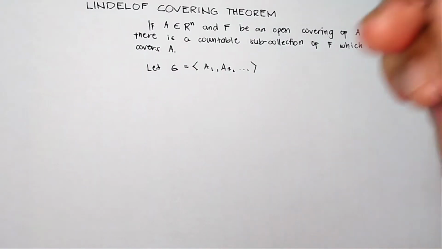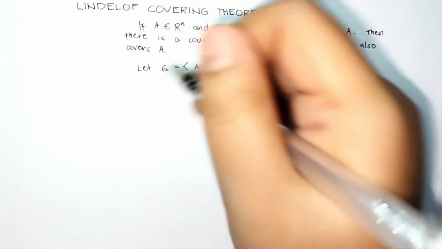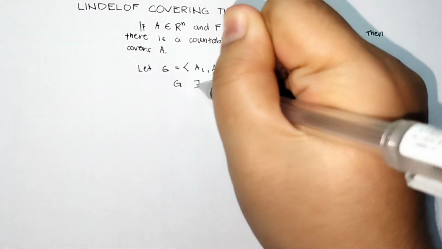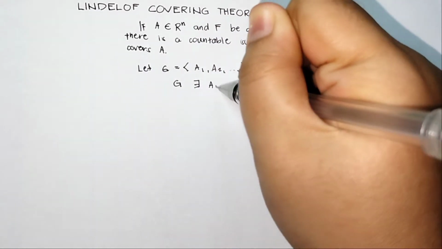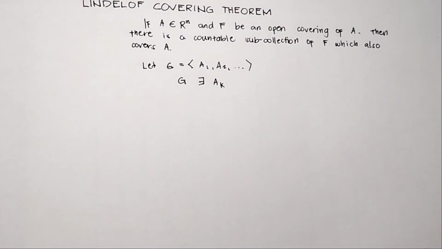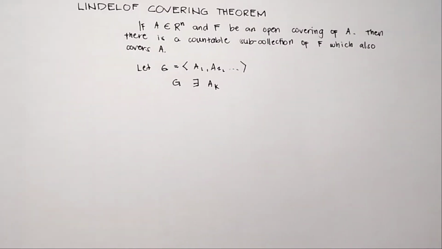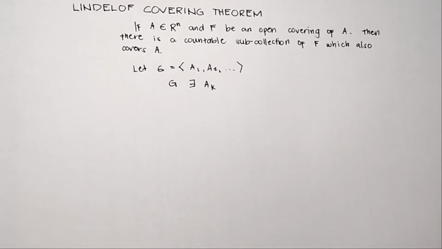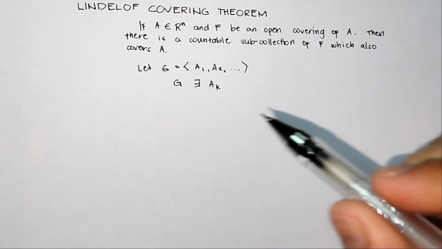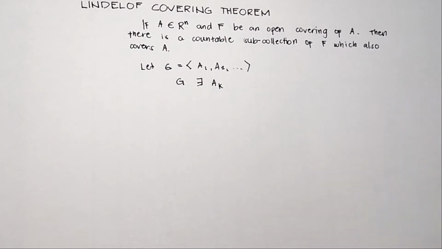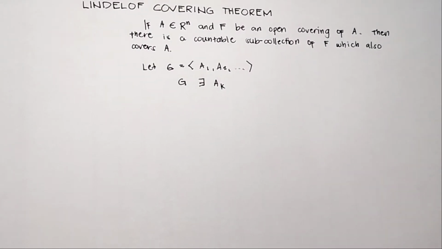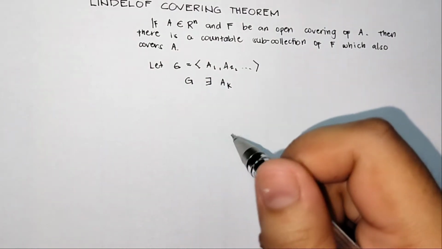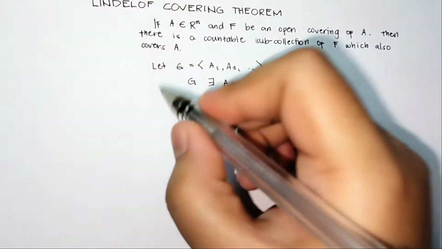So in G, it is infinitely many. So there exists a K. So G is denoted as the countable subcollection of all n-balls. We could also use A_N, but it's not a good choice this time because the letters will get mixed up. So we will use A_K instead. So let's try to prove it.